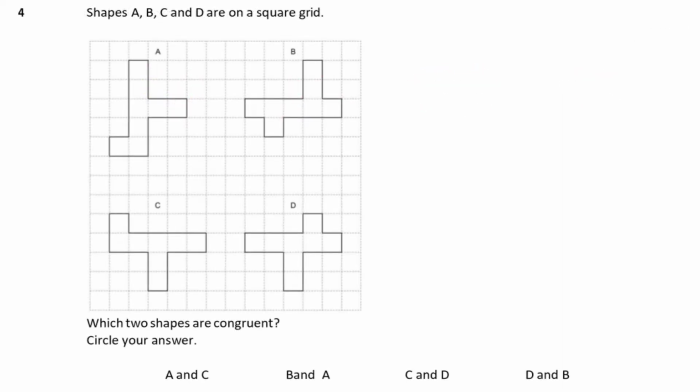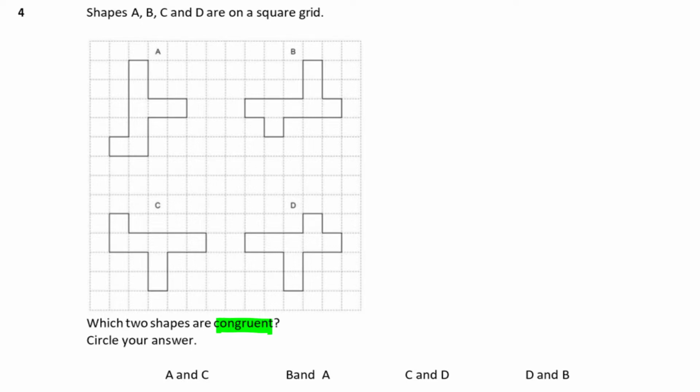Question 4, shapes A, B, C, and D are on the square grid. Yeah, you can see them all there. Which 2 shapes are congruent? Circle your answer. Now, congruent is a special mathematical word. It means exactly the same shape and the same size.